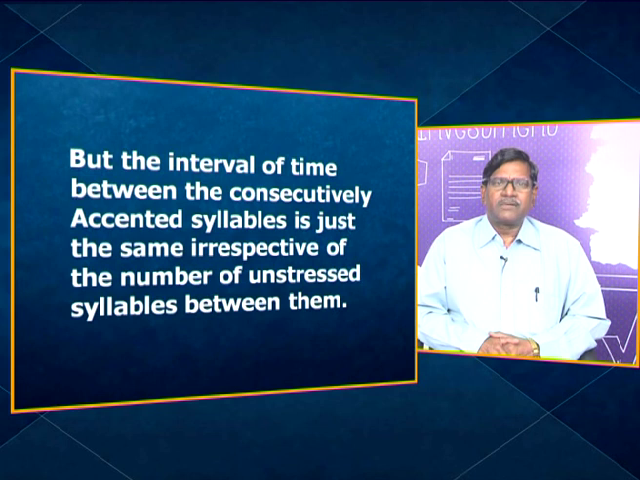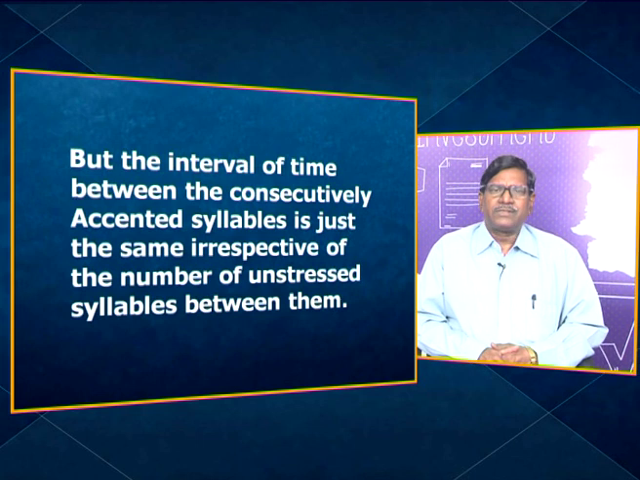Irrespective of the number of unstressed syllables, the time taken shall be the same. That is the main point to be kept in view for rhythm. So, the interval of time between the consecutively accented syllables is just the same, irrespective of the number of unstressed syllables between them. And this is the reason how the rhythm is occurring in English.